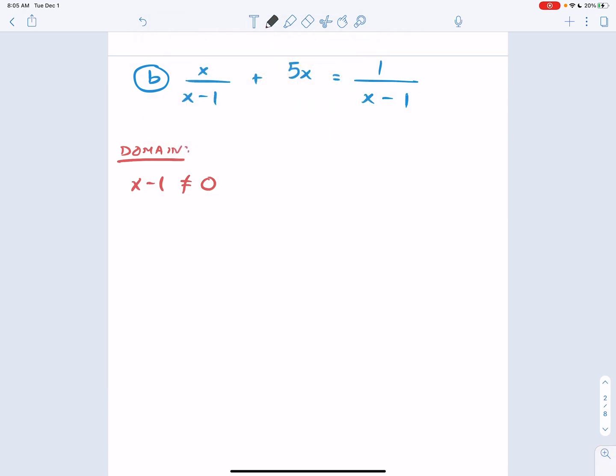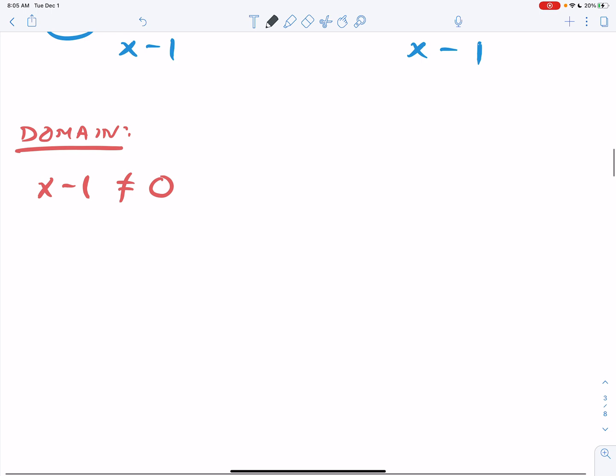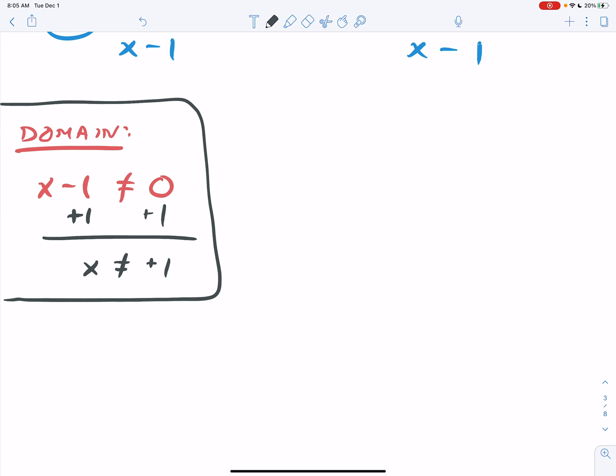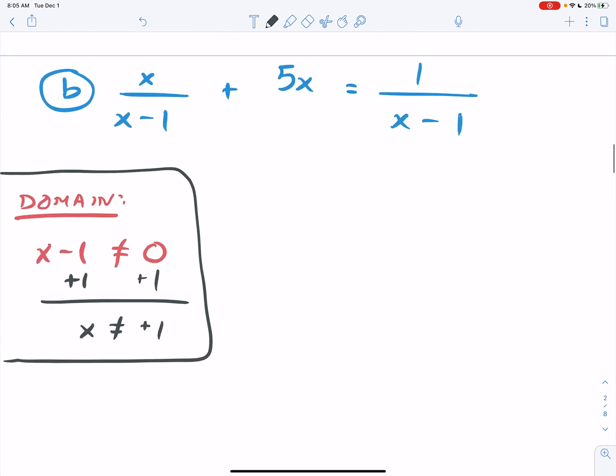Okay, so here x is not really solved yet, so I have to make sure that I add 1 to both sides here to solve for x. So here x cannot be positive 1. Okay, that's going to be in the back of our mind. We got to make sure that our answers do not come out to positive 1. All right, okay, here we go.